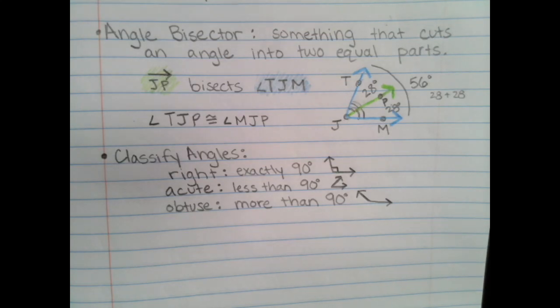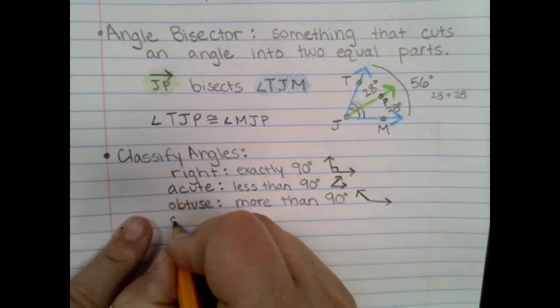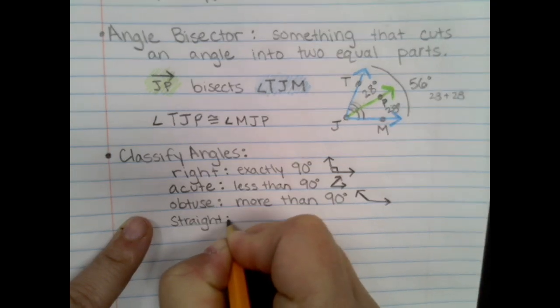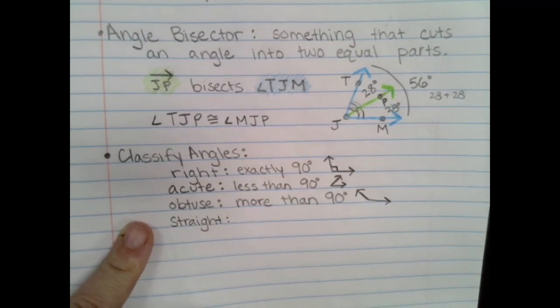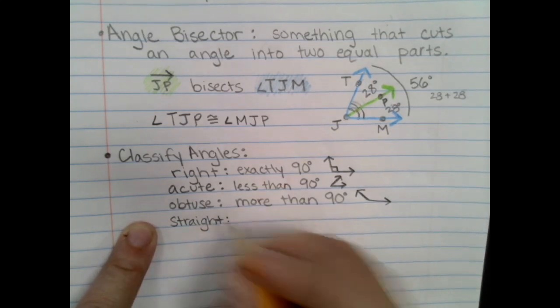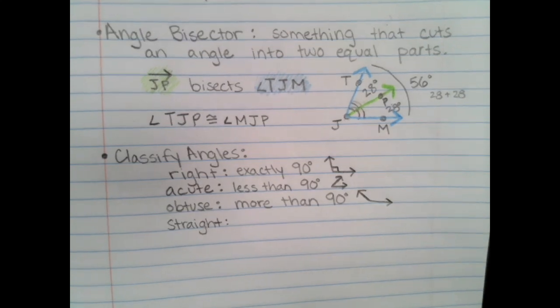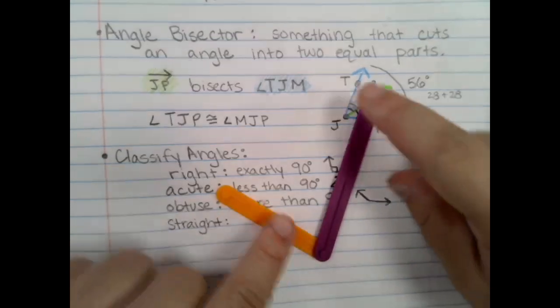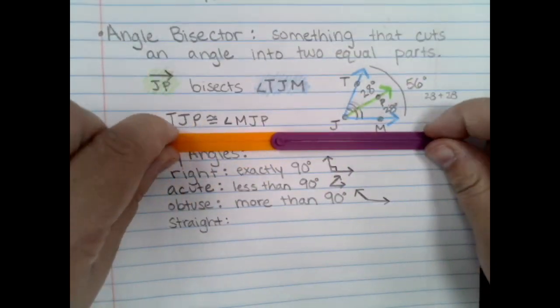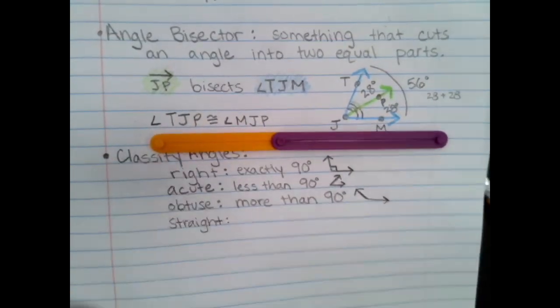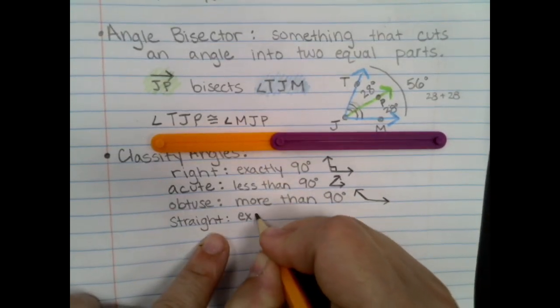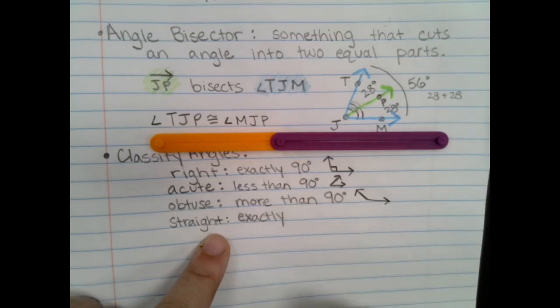All right, we have one more, and this is a straight angle. Okay, and a straight means that it looks like I have two parts. I'm going to use those legs again. So I have a purple and an orange, but they end up looking straight. So it ends up looking like a line. So it's exactly how many degrees? 180.